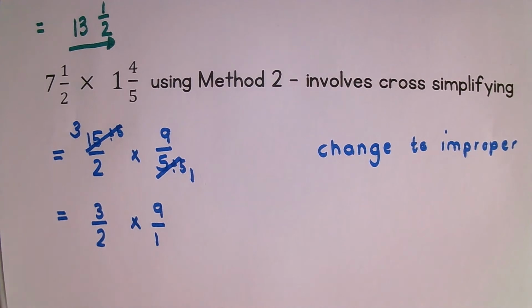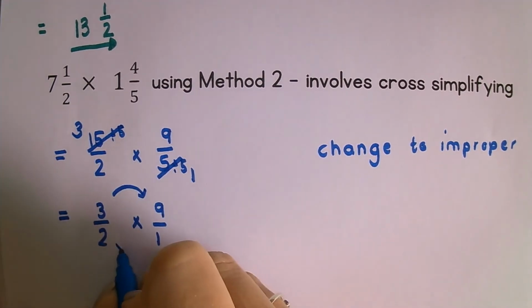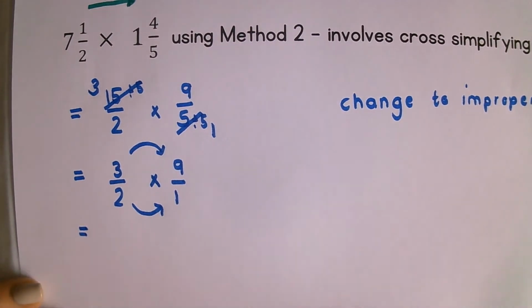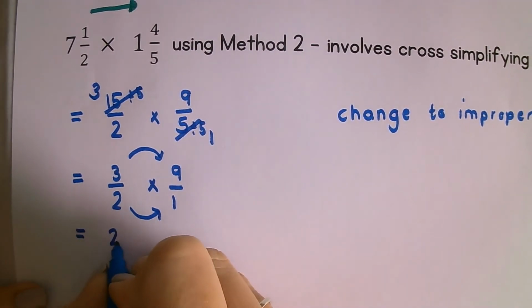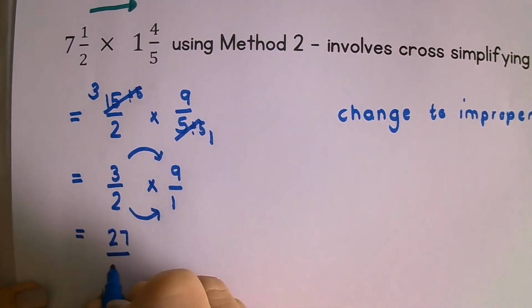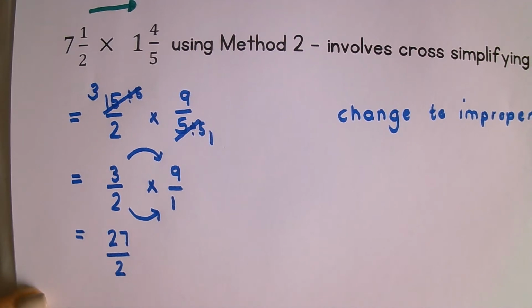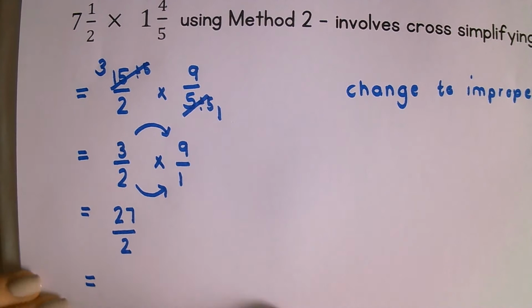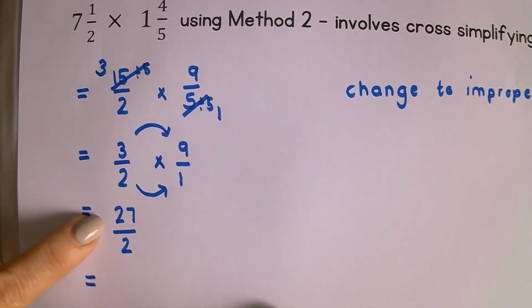Okay, so that's what we're left with after simplifying and what have you. And now you can times top with top and bottom with bottom, because that's how we multiply fractions. Now, 3 times 9 is 27. 2 times 1 is 2. And we're left with 27 over 2. Okay, now let's see what is 27 divided by 2. Or we can say how many times can 2 go into 27. 2 can go into 27.